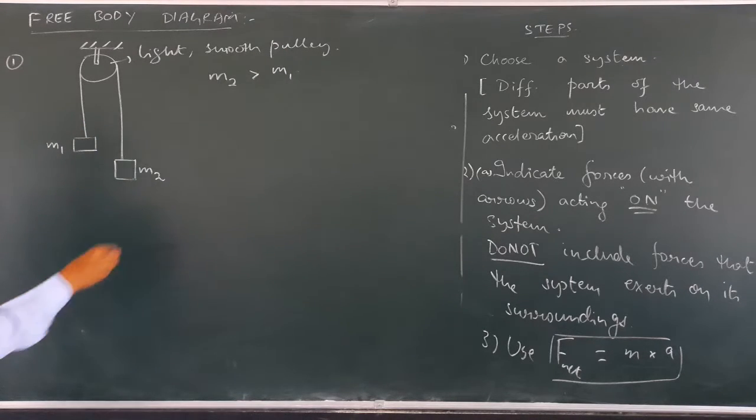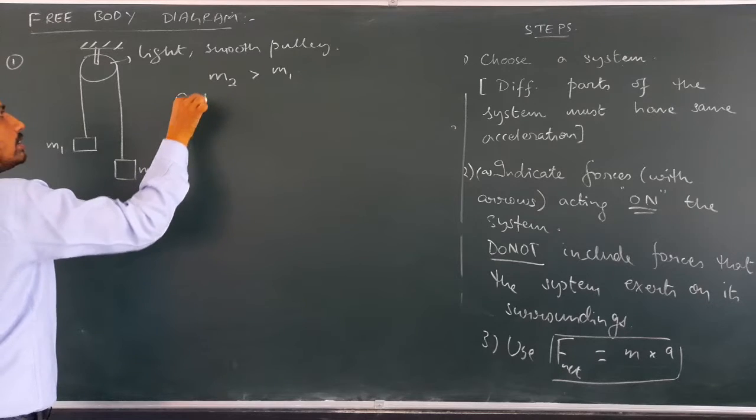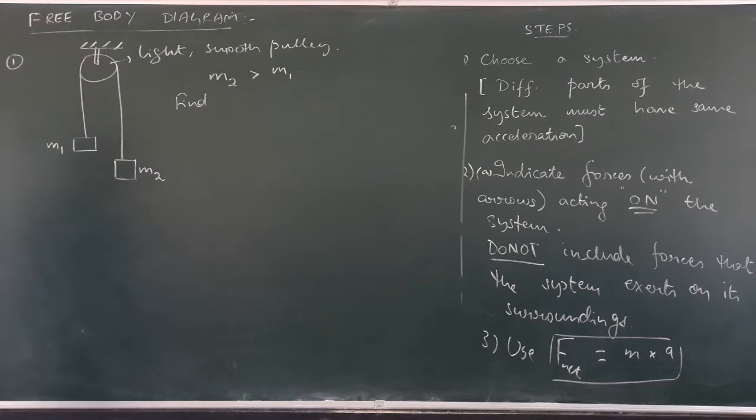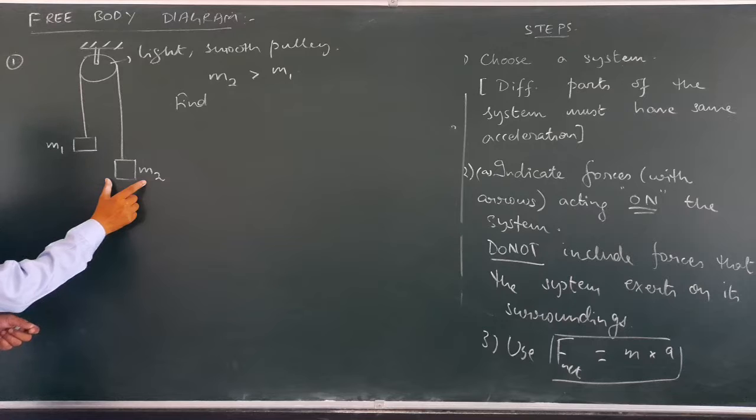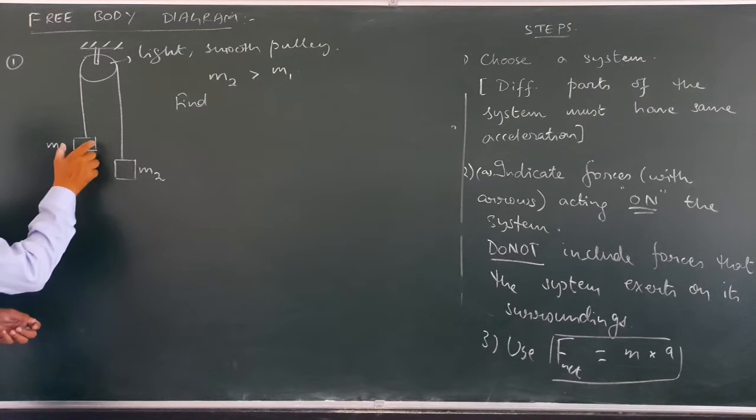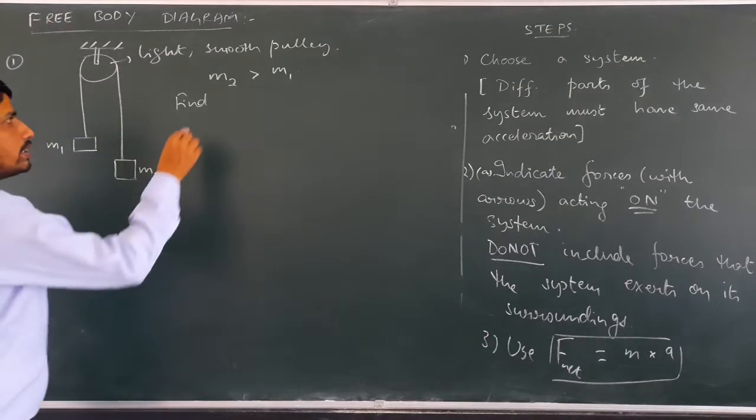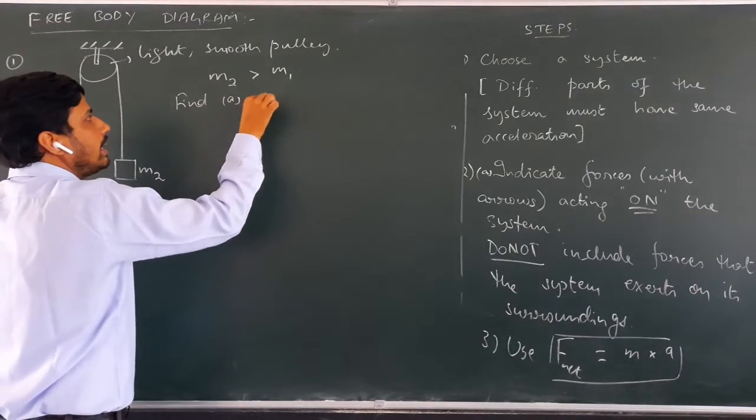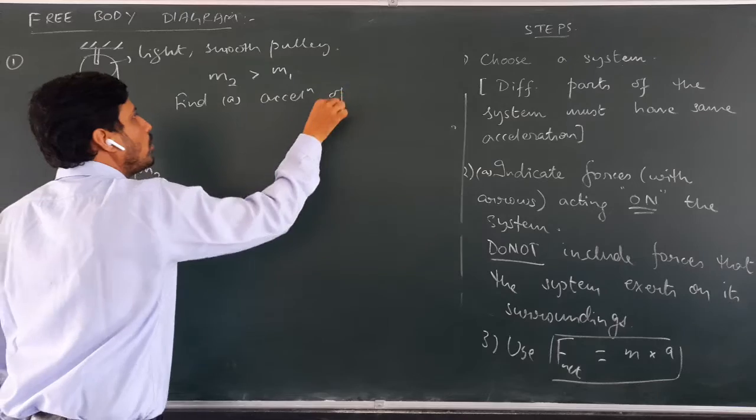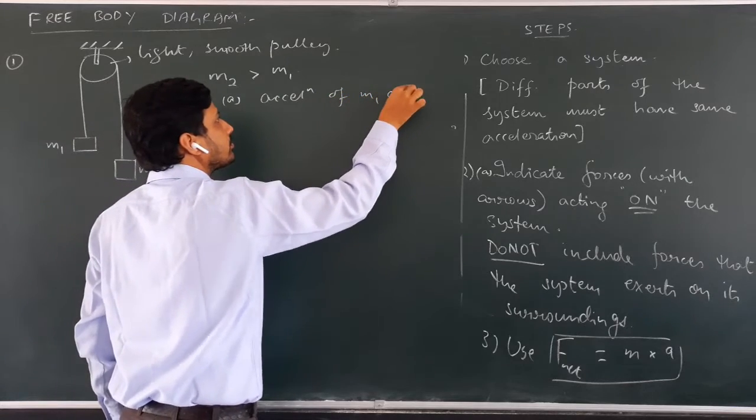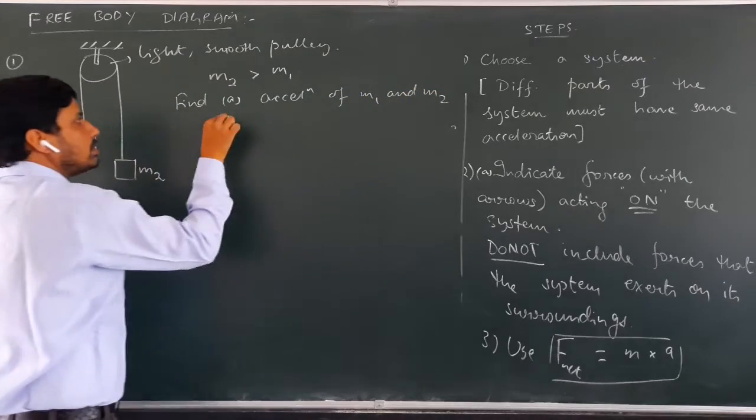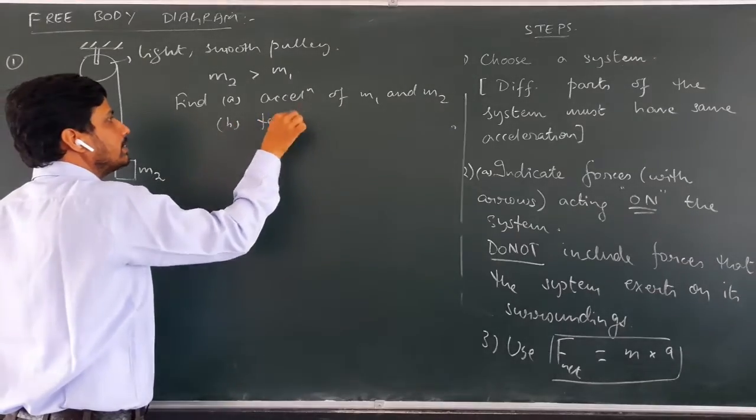We have to find. Now, if you release the system from rest, what will happen? Because this mass is heavy, it will go down, and this mass will go up. What will be their acceleration? That you have to find. So find A, the acceleration of m1 and m2. And B, the tension in this string.